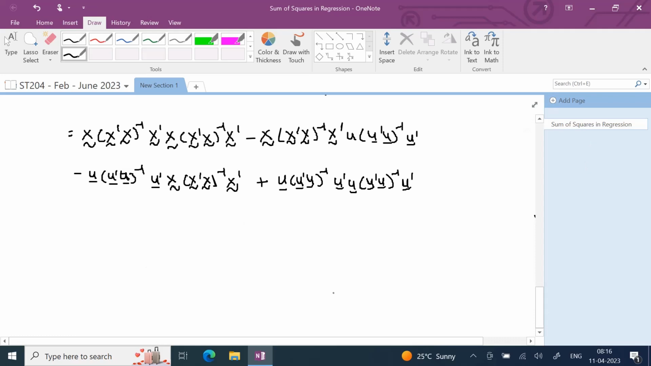Okay, now see what I have. What I have now is X'X whole inverse X'X. So this becomes identity. Then here also, similarly, this becomes identity. So my first term is X(X'X)^{-1}X'. The last term is U(U'U)^{-1}U'.